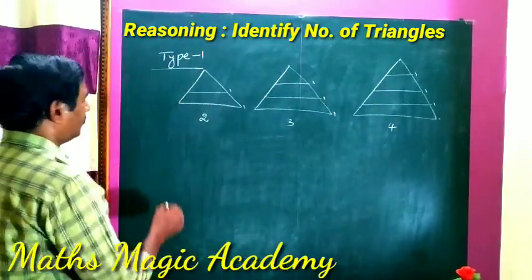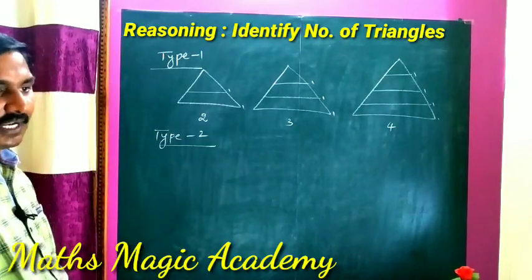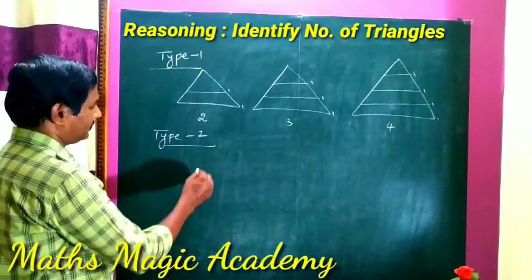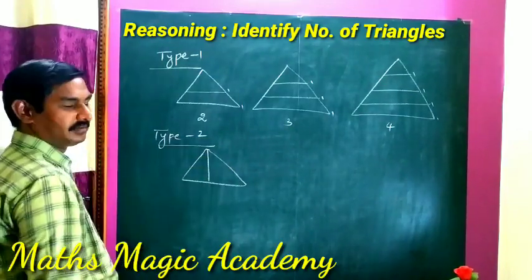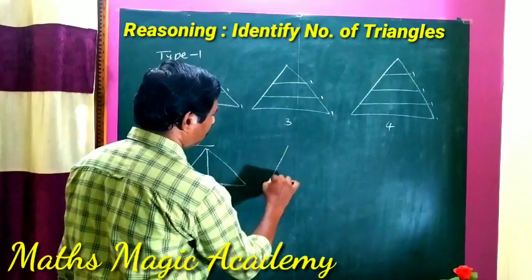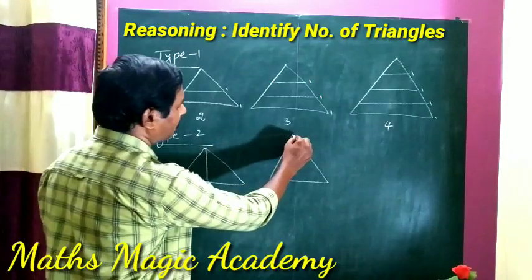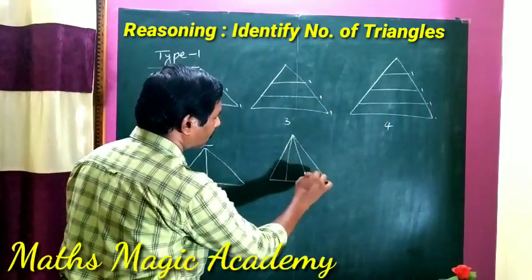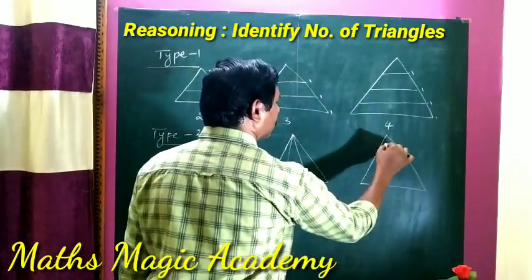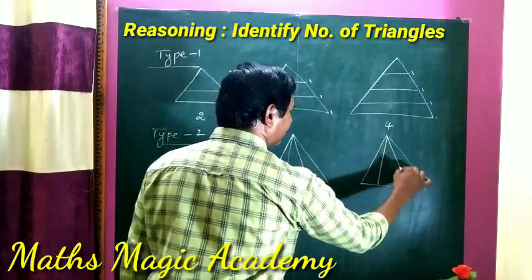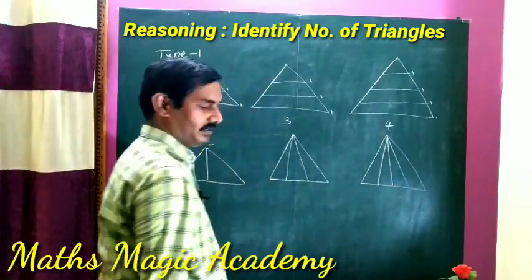It is very simple. Next we will go for type 2. How are these type 2 triangles? The triangles will be like this, or in this type 2, the triangles can be like this, or the triangles can be like this. And one more we can draw like this.